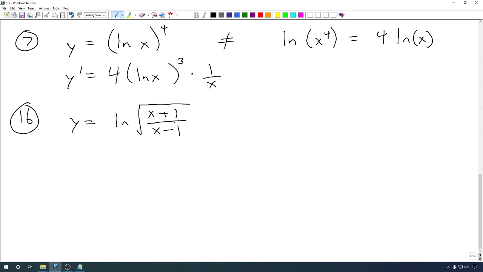If we were to try to differentiate it as it sits right now, we'd have to differentiate using the chain rule for the natural logarithm part, then another chain rule for the square root part, and then finally a quotient rule for the fraction that's inside. But because we have properties of logarithms, we don't have to do any of that. Say that y is equal to, because the square root is a 1/2 power, we can pull out that 1/2 power.